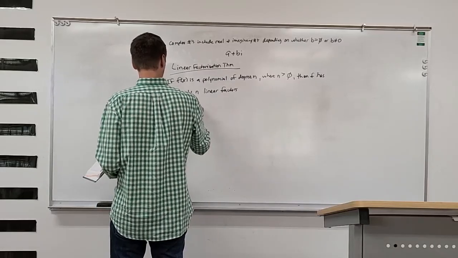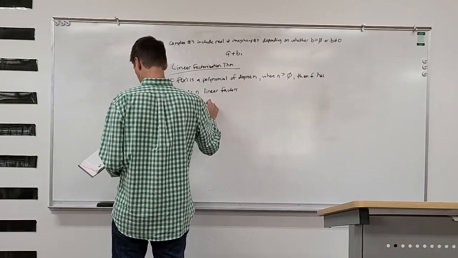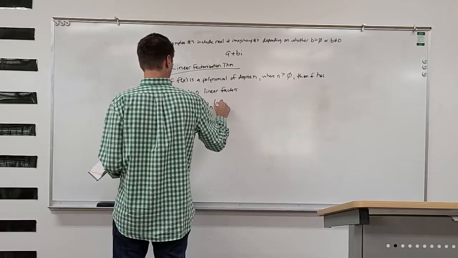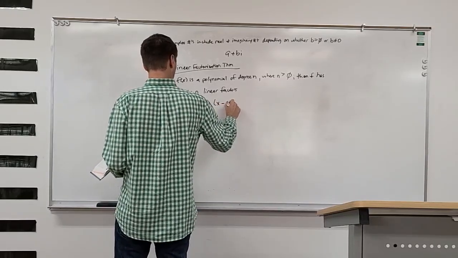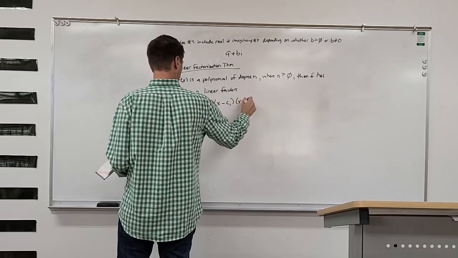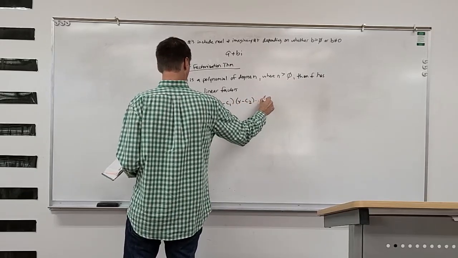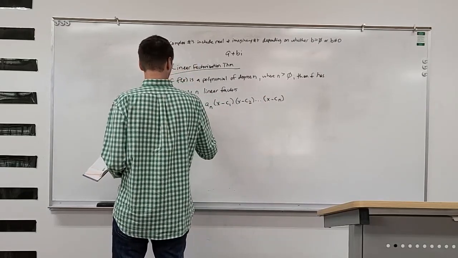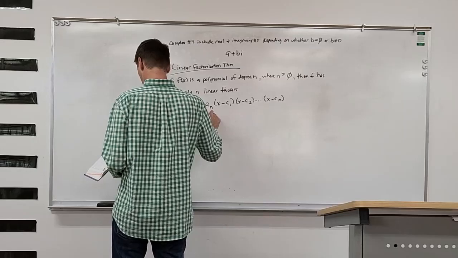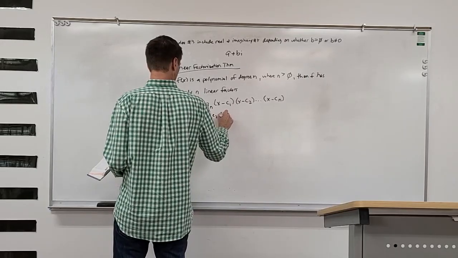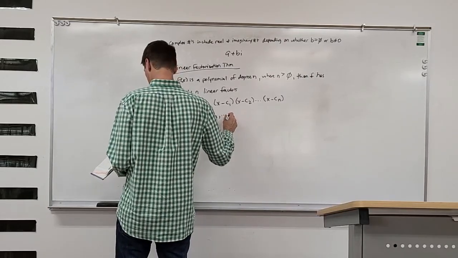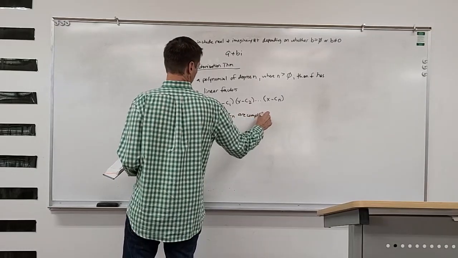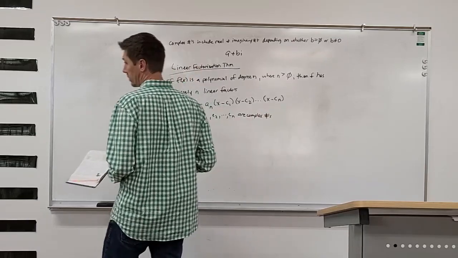So we can say f of x times some constant value a subscript n equals x minus c1, x minus c2, dot, dot, dot, x minus cn, where c1, c2, dot, dot, dot, cn are complex numbers.